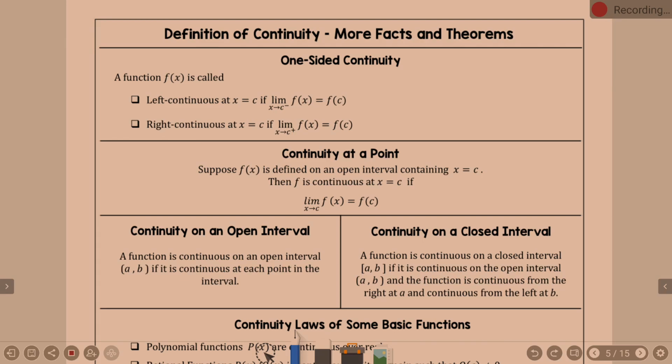Continuity on an open interval. An open interval uses parentheses. The endpoints are not included. So that's just continuous a to b. Continuity on a closed interval. It's continuous on a closed interval if it's continuous on the open interval and the function is continuous from the right and continuous from the left. Then we can say it's continuous on the closed interval. So basically your function just has to go past those points for it to be on a closed interval.